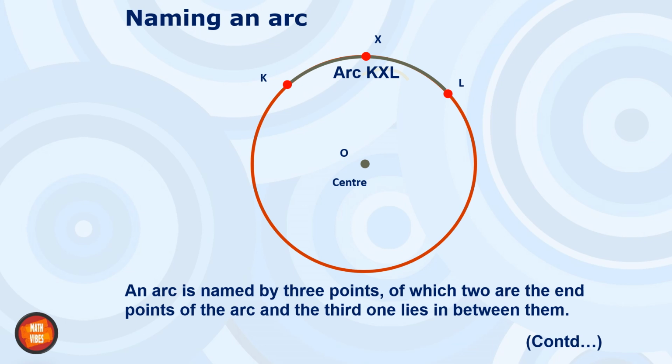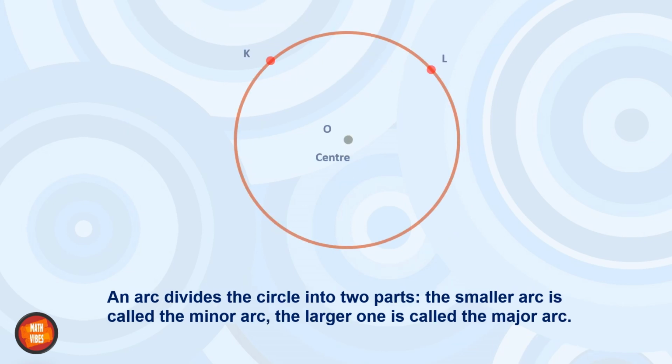But if you want to write it using only two points, then you will write KL and on top of it you will draw an arc like this. So this will be called arc KL.